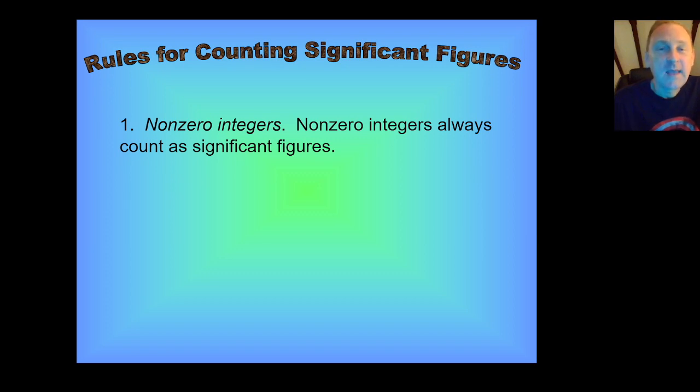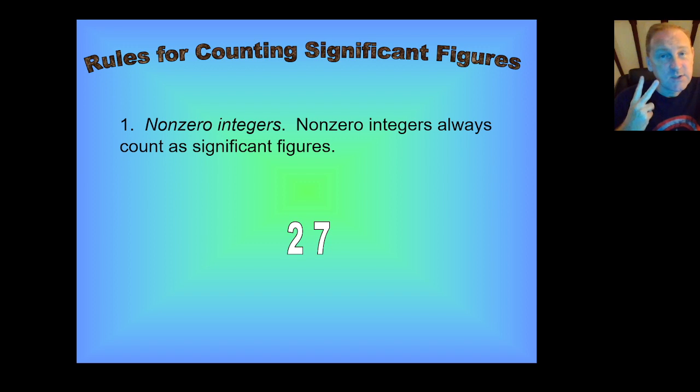So, how do we count significant figures? When I give you a number, how do you know how many significant figures are in that number? And there are some rules on that. The first rule is rather easy. If it's a non-zero integer, that means 1, 2, 3, 4, 5, 6, 7, 8, 9, they always count as significant figures. For instance, the number 2 has one significant figure. It's one integer.